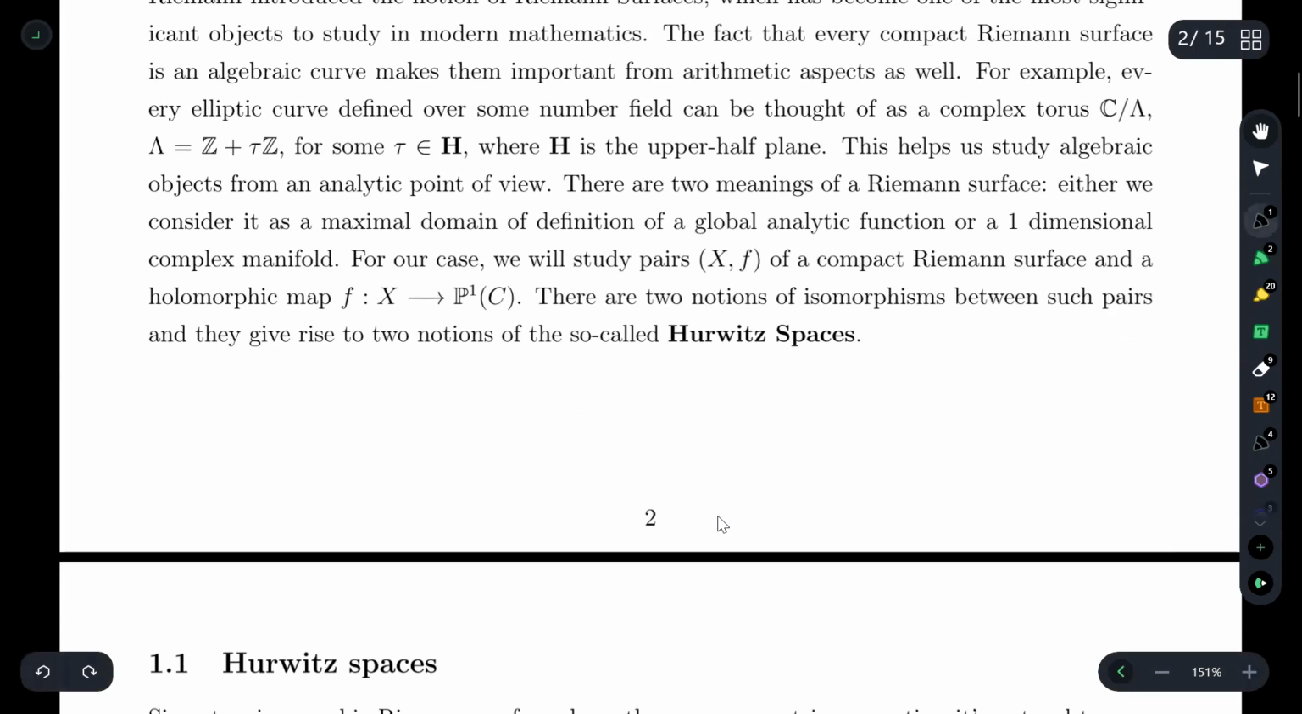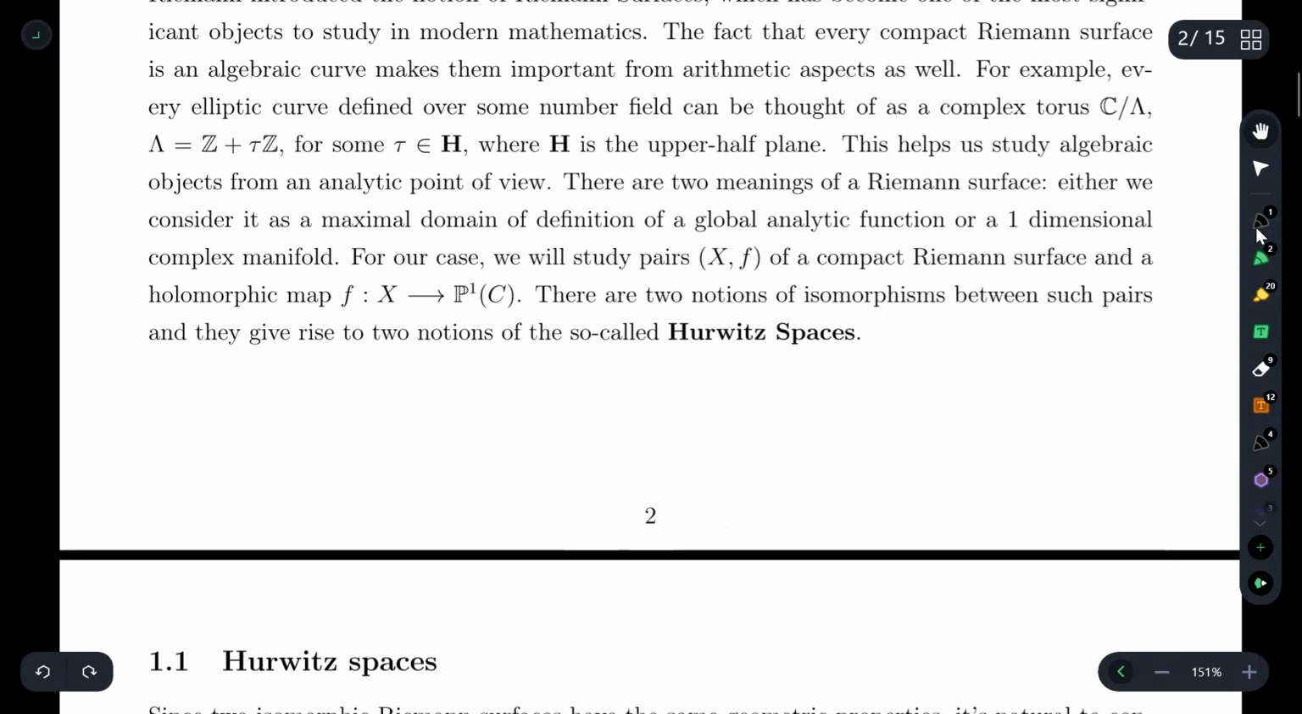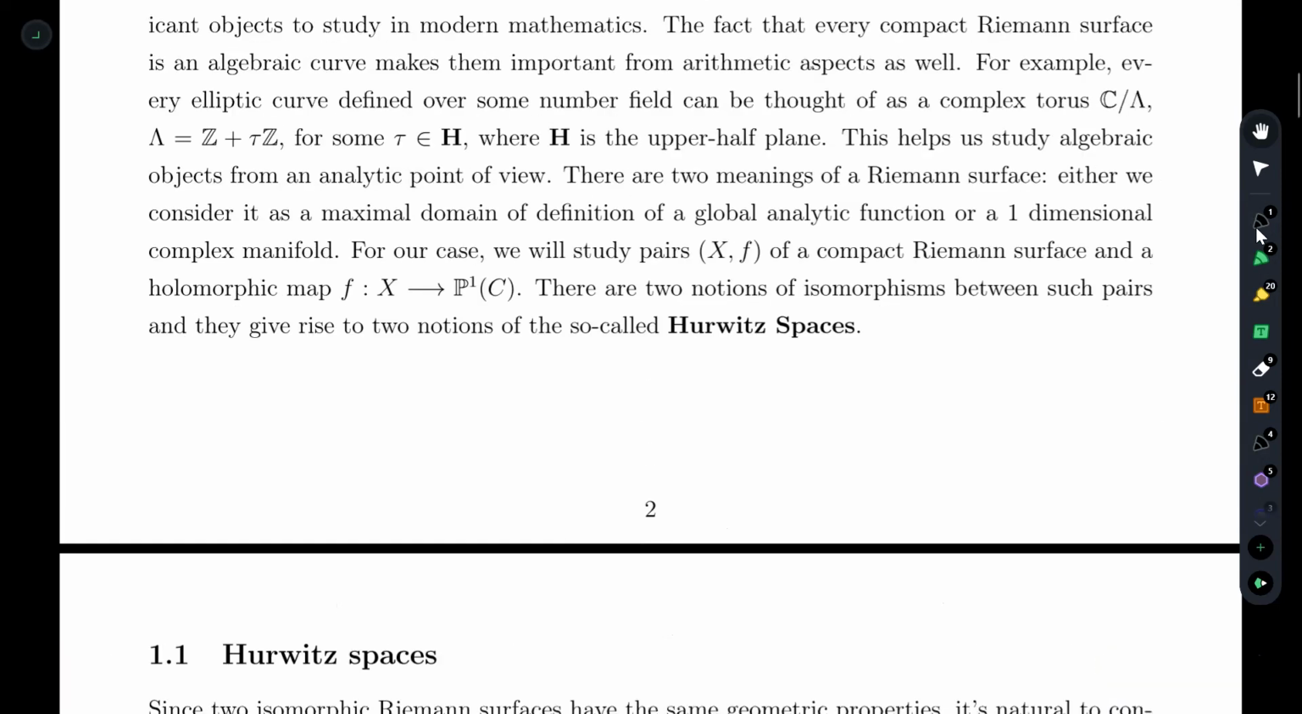What is this? Lorentz space? Yeah. So yes, I am defining that my pen is not working. Just a minute. Yes, something. I don't know why my pen is not working. Just a minute.